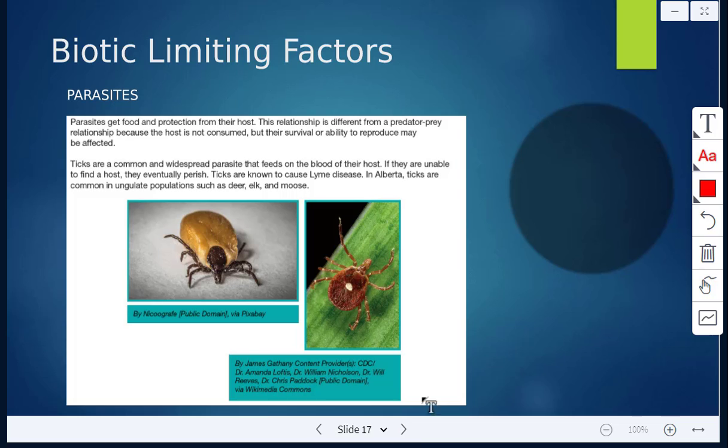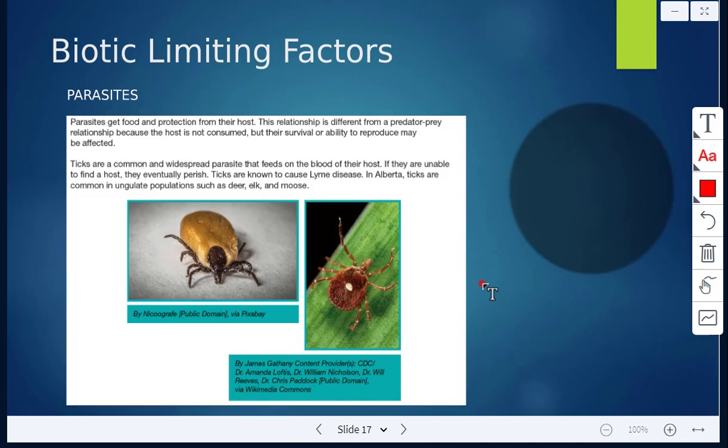Next are parasites or parasitic relationships. So parasites get food and protection from their host. The host species is the one that's getting harmed. This relationship is very different from predator-prey because the host does not get consumed. Just their survival or ability to reproduce gets affected. They're not as thriving as they would be without the parasite.